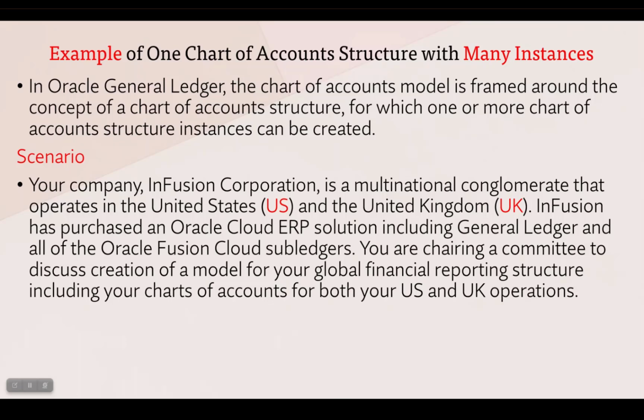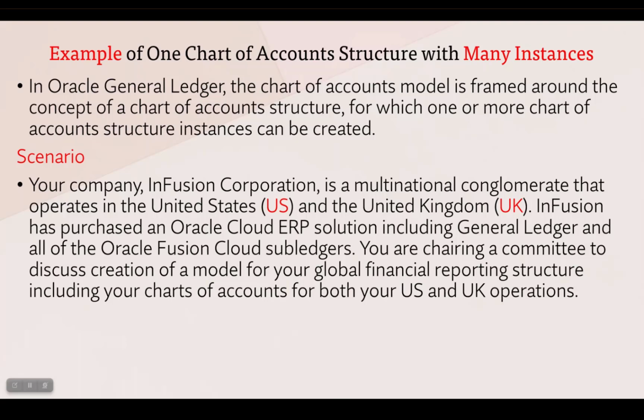So in this case, you have to define one Infusion Corporation with a financial chart of accounts structure, and under this chart of accounts structure, you have to build two chart of accounts structure instances, one for UK, one for US. It depends on the changes, you will build these two different instances, and for each instance you can build whatever delimiter. This allows you to dynamically create the combination.